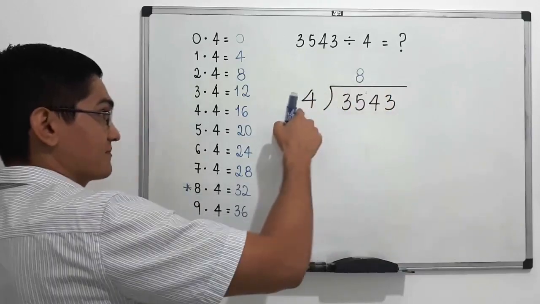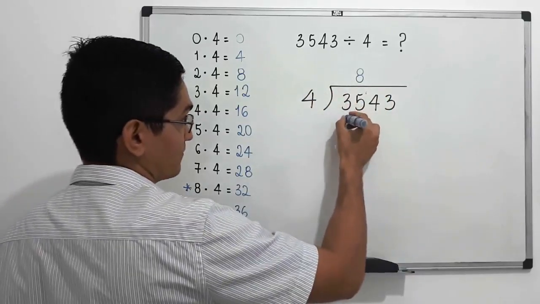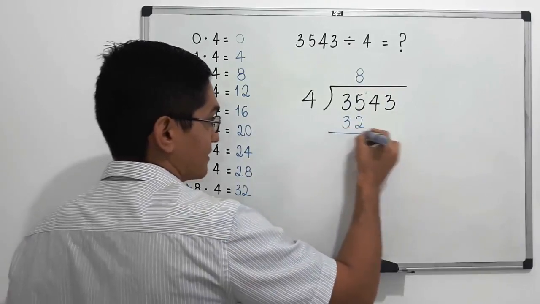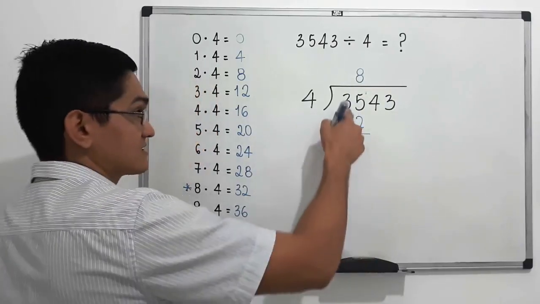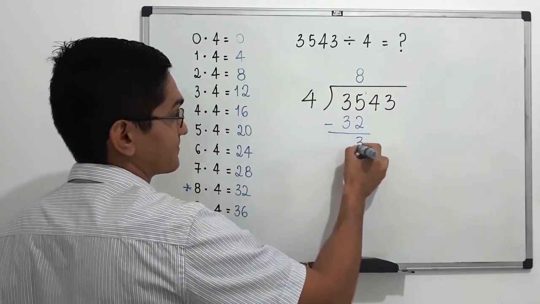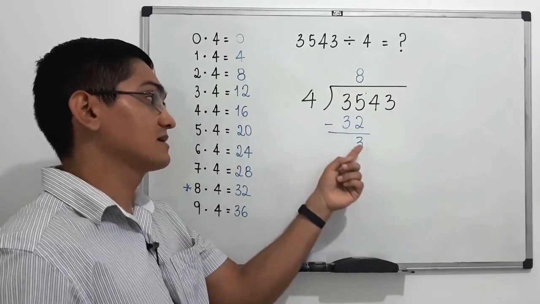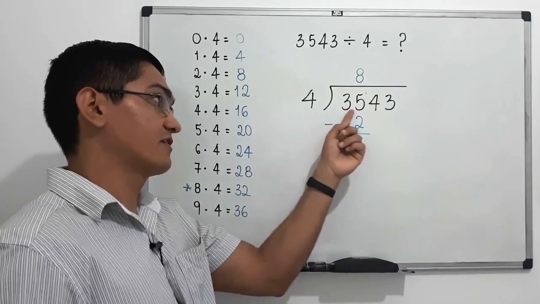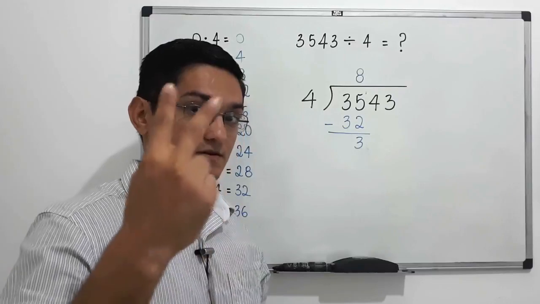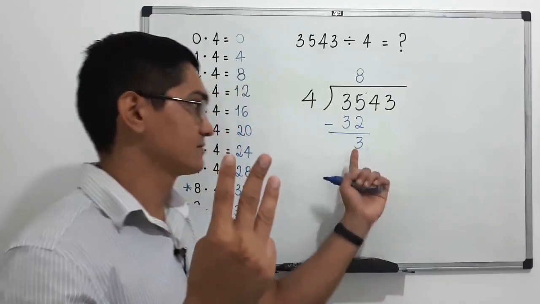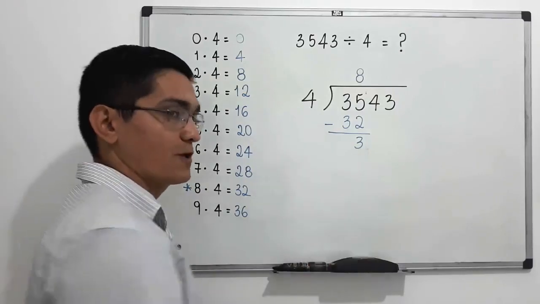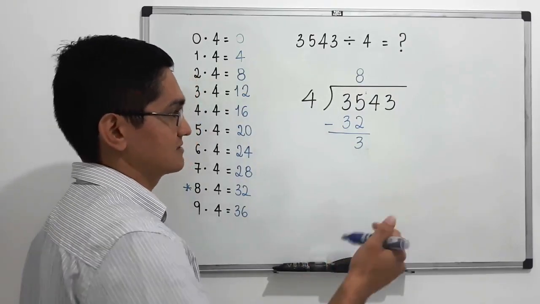Since 8 times 4 equals 32, we write 32 below 35 and we subtract. 35 minus 32 equals 3, since 32 plus 3 equals 35. See, 32, 33, 34, 35. So 3 here. After a subtraction, we always bring down the next digit.